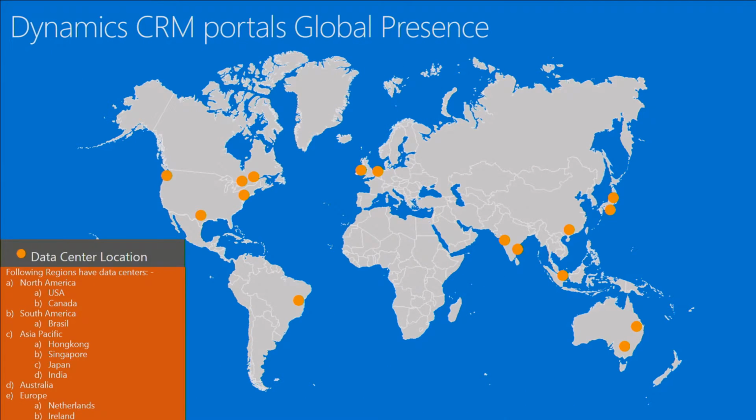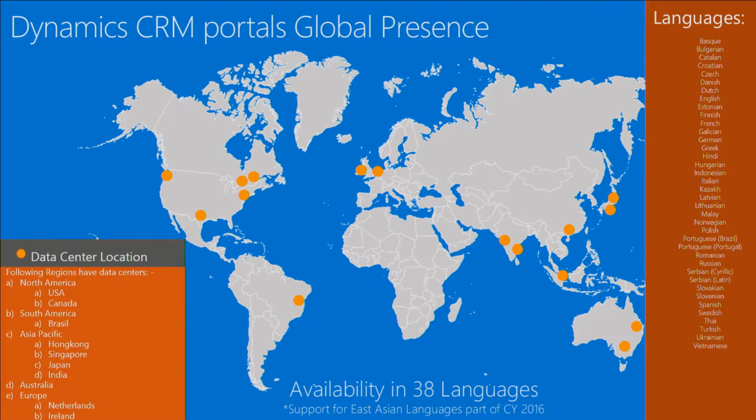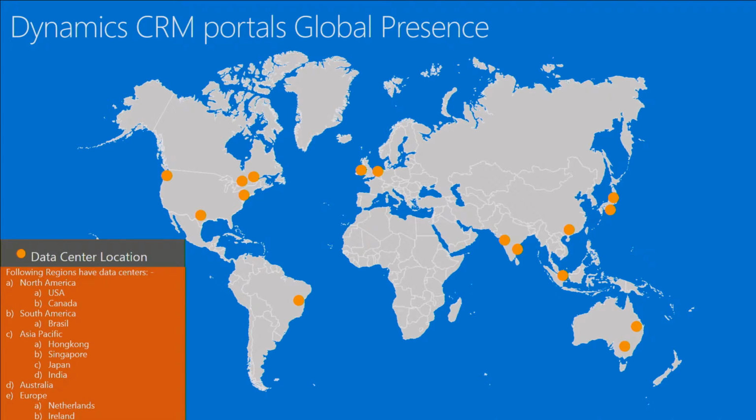Now let's talk about global presence. These are the data centers we host in throughout the world. We have data centers in North America, which we host in US and Canada. We have it in South America, in Europe, in India, in Australia, in Asia Pacific, which is basically Singapore and Hong Kong, and in Japan as well. These are the local data centers where you will be hosted.